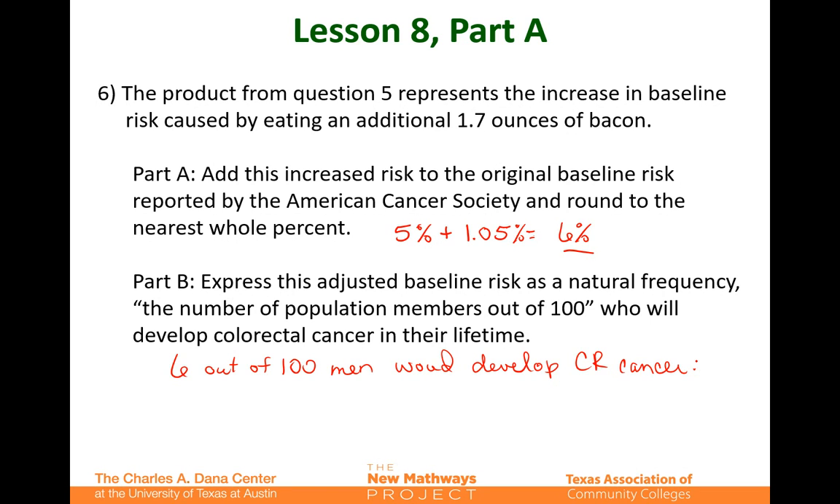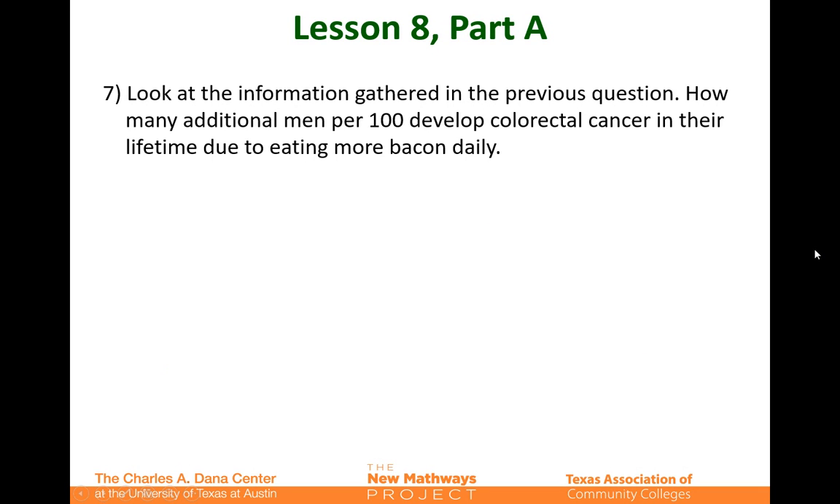Before they added that extra 1.7 ounces of bacon every single day, it was only 5 men. So that bacon is going to impact one more person out of a group of 100 men. Look at the information gathered in the previous question. How many additional men per 100 developed colorectal cancer in their lifetime? It resulted in 1 more man. It's not as dramatic as that 21% increase might have made you think.